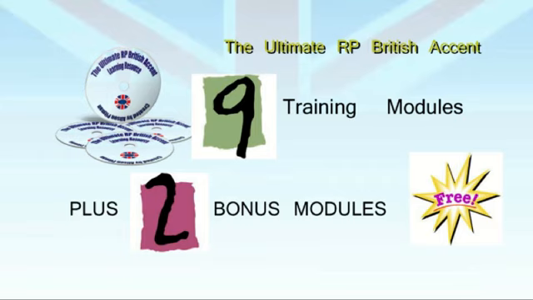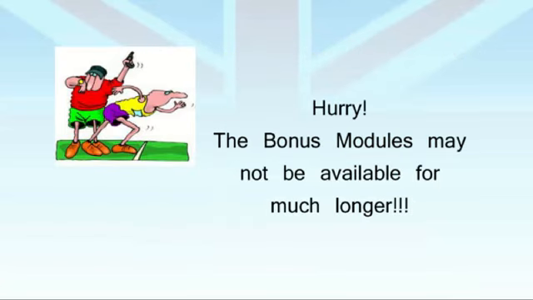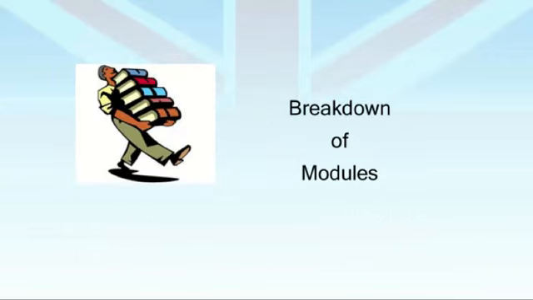Ultimate has 9 training modules and 2 extra bonus modules. Now a quick word of warning, as these bonuses may not be available for much longer. So if you're thinking of downloading the Ultimate RP British Accent Learning Resource, I'd do it sooner rather than later while you can still get these 2 extra bonus modules. So let's go through these modules one by one, and I think I'm going to start with the bonus modules.